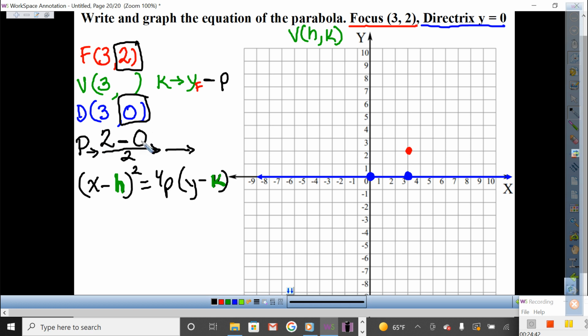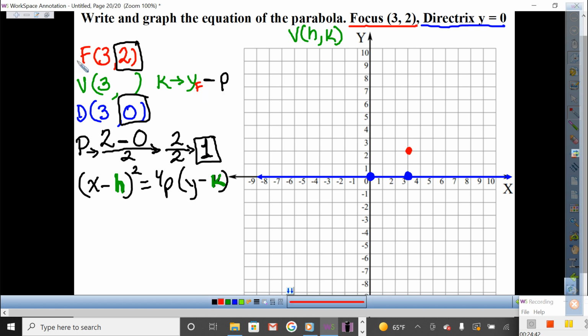So what is 2 minus 0? 2. Since it's 2 different distances, that's why we divide by 2. So what is 2 over 2? 1. Okay. Now that we have the value for P, that one's going to go here, right? This one goes here. What goes here, guys?